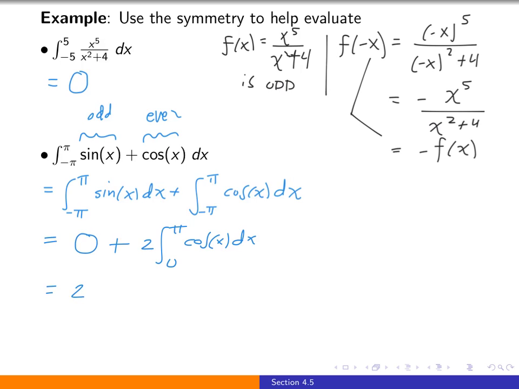And we evaluate this resulting integral with the fundamental theorem of calculus. An antiderivative of cosine is sine, and we evaluate this from 0 to pi. So we plug in pi, we put a minus sign, and we plug in 0. In this case, sine of pi, a common value, is 0. Sine of 0, another common value, is 0. And 0 minus 0 is 0.